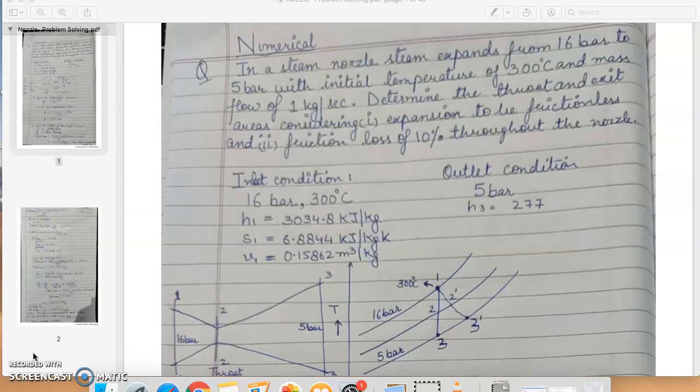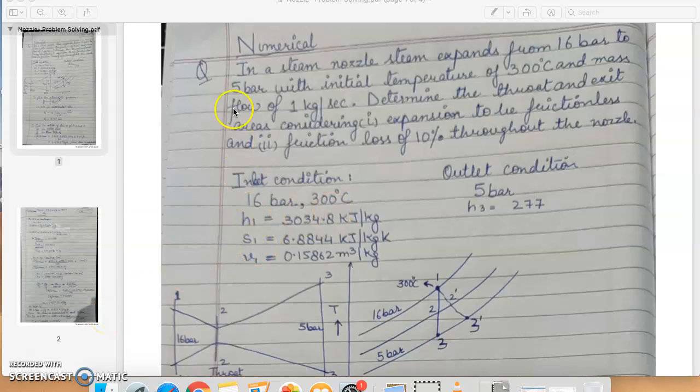Inlet conditions are as given in the question. The inlet pressure is 16 bar and the initial temperature is 300 degrees Celsius. That means the entry of the nozzle is having 16 bar and 300 degrees Celsius, the pressure and temperature respectively. So this is the initial condition. Now from the steam table we have to read H1, S1 and V1. For this we'll have to see the superheated steam table at 16 bar and 300 degrees Celsius.